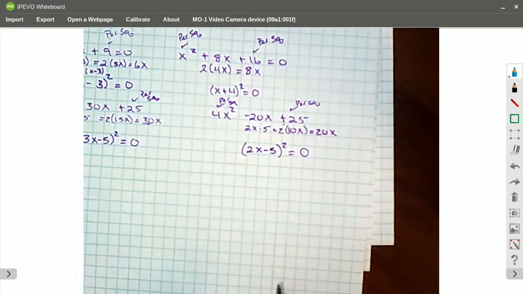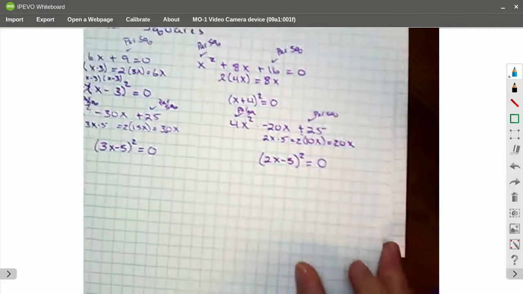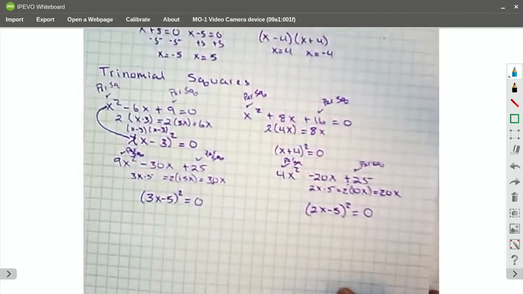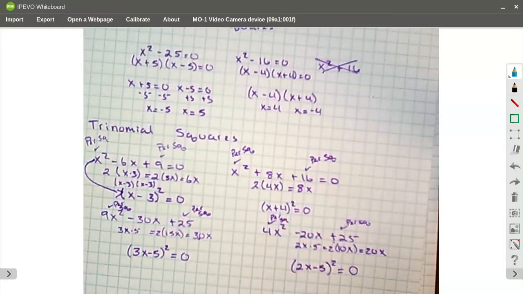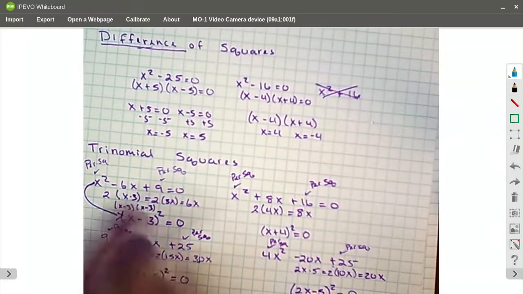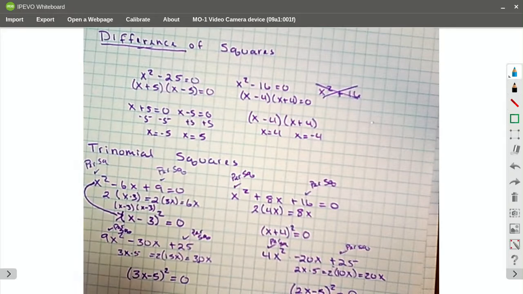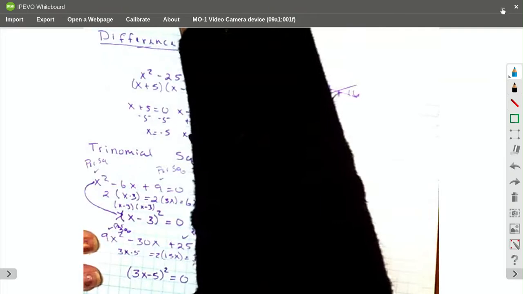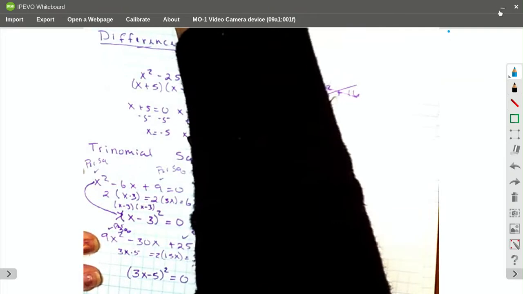Trinomial square and difference of squares, they are two shortcuts, things that make solving the quadratic equation and solving other equations later down the road a little bit easier. All right, we're going to close this one.